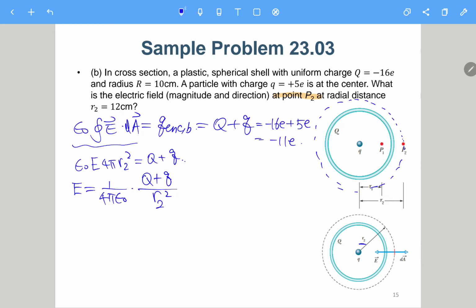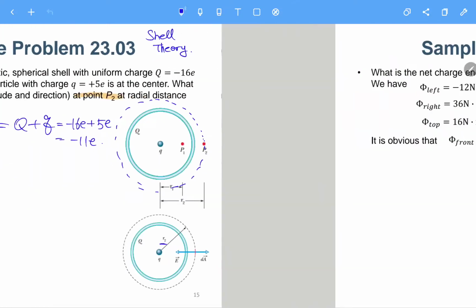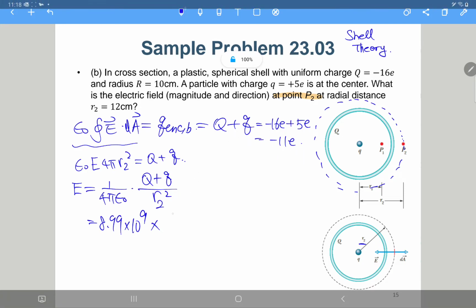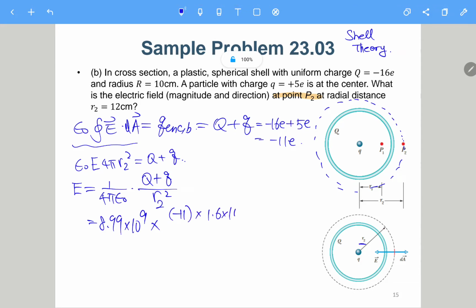So actually this sample problem is related to the shell theorem, if you still remember. Shell theorem in chapter 21. Actually this is about the shell theorem. Maybe I finish the solution first. So here 4 pi epsilon naught is 8.99 times 10 to the 9th power, and then capital Q plus small q is minus 11e, so it is minus 11 times 1.6 times 10 to the minus 19. So over R2 is 12 centimeter, which is 0.12 meter squared.